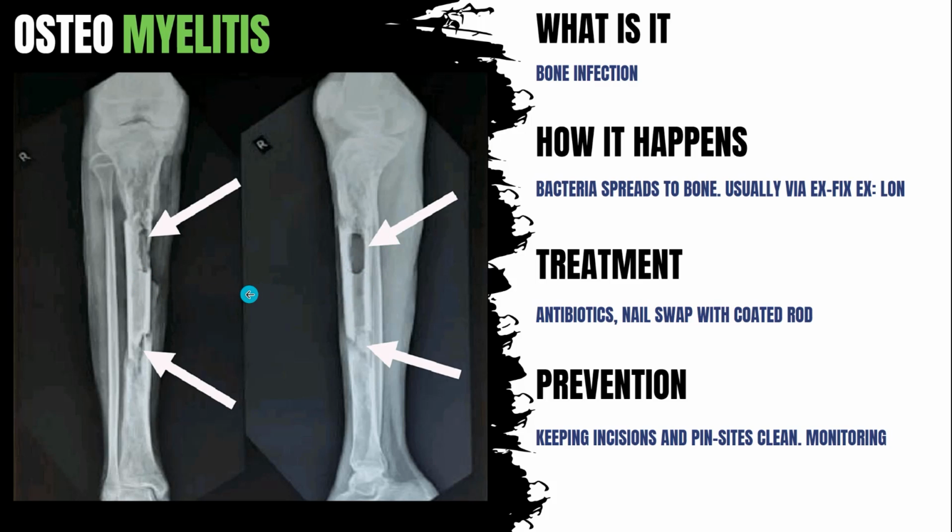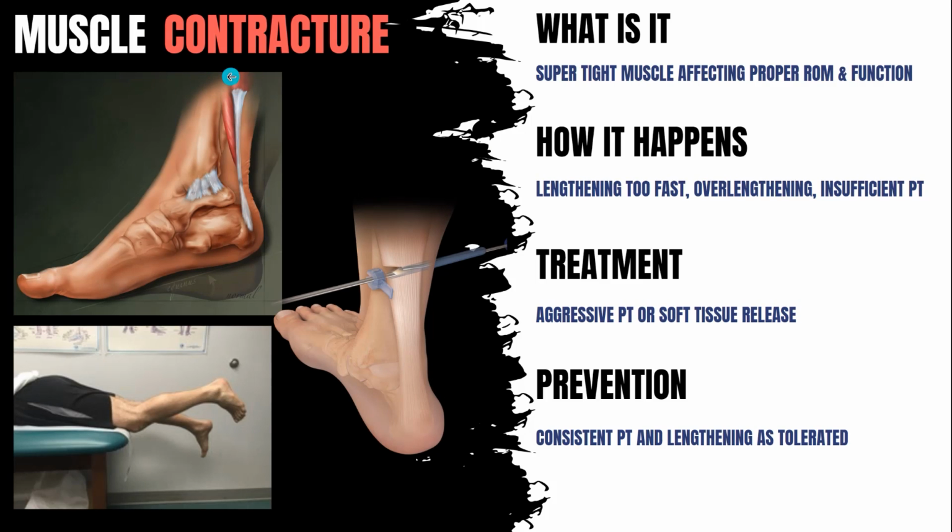Okay, so keep those pin sites clean. Keep your incisions clean, even if you have an internal nail, and monitor along the way. Make sure that you are going in for consistent checkups. And if anything seems red, swollen, inflamed, or anything like that, you definitely need to get it checked out immediately. All right, now we're going to talk about a severe muscle contracture.